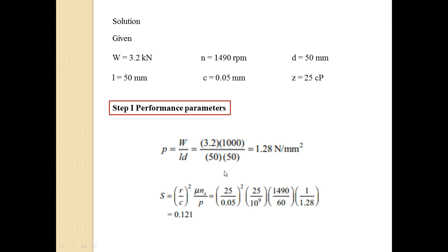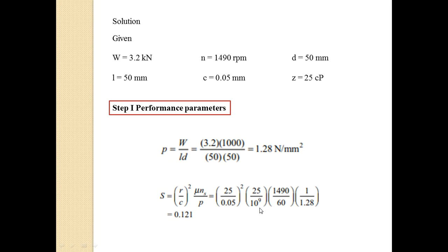Now next, Ns is nothing but speed. Speed is given, that is 1490. So put here 1490 divided by 60. What is 60? 60 is in seconds. Speed is given in RPM, that is, in minutes. So we convert it into RPS, per second. That is 1490 divided by 60.